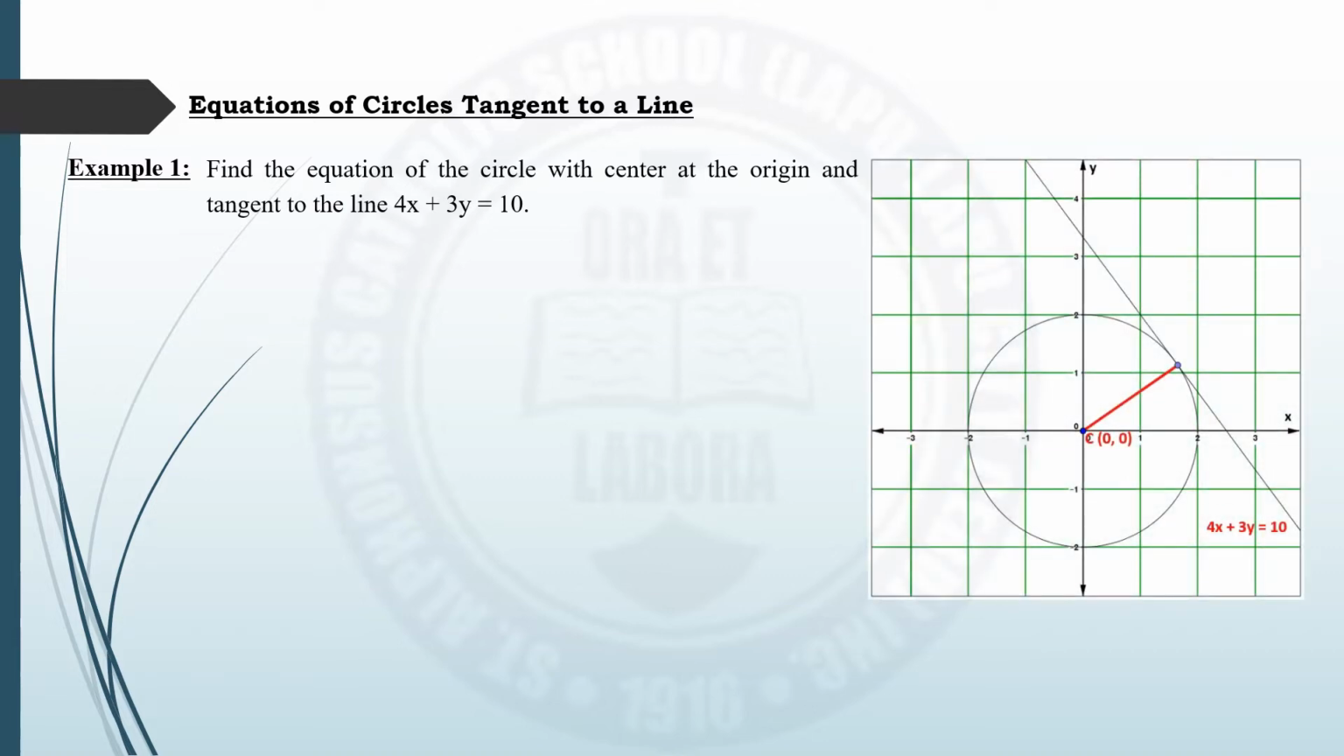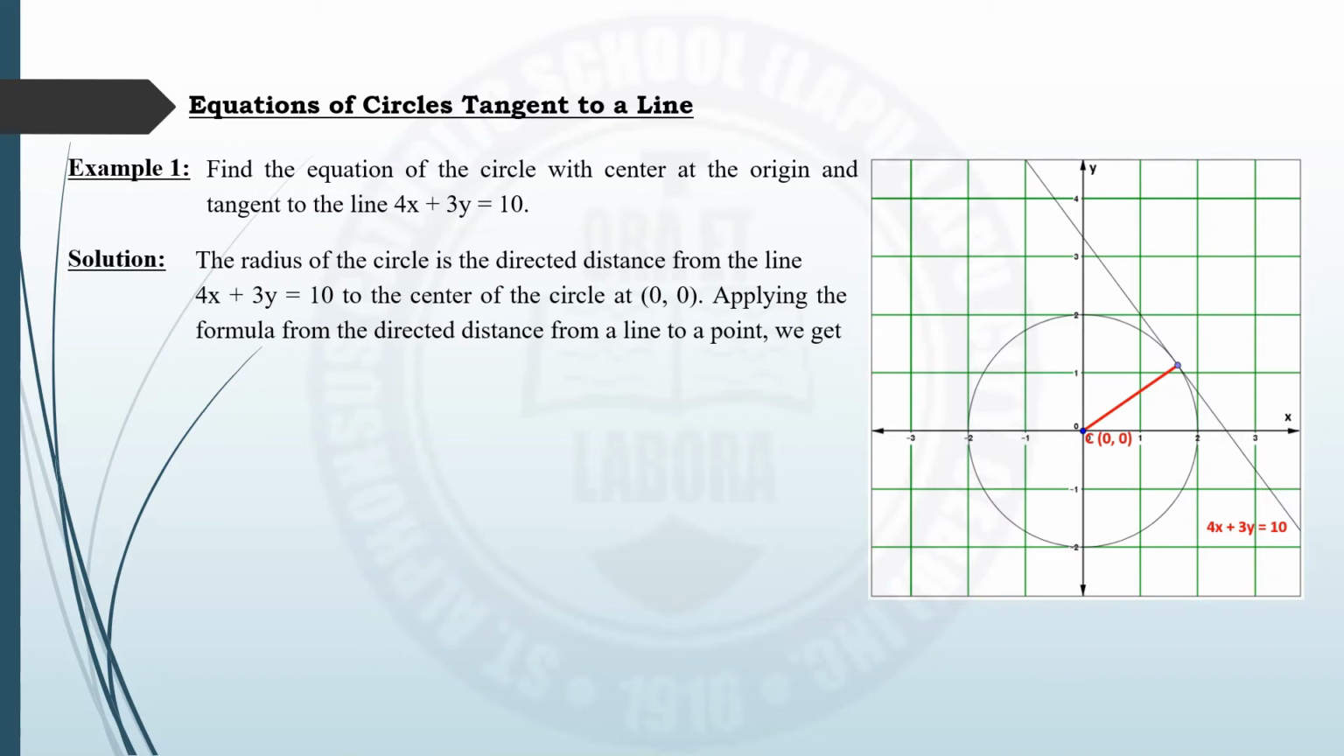Consider this illustration: the radius of the circle is the directed distance from the line 4x plus 3y equals 10 to the center of the circle at (0, 0). Applying the formula for the directed distance from a line to a point, we get r is equal to the absolute value of a x sub 1 plus b y sub 1 minus c over the square root of a squared plus b squared.